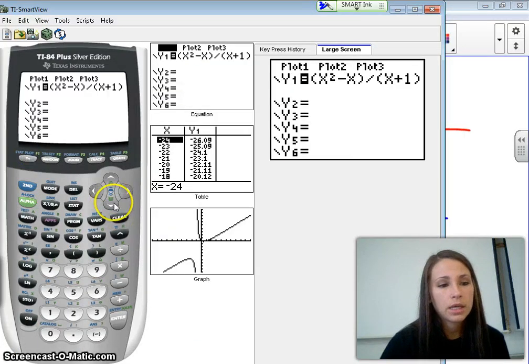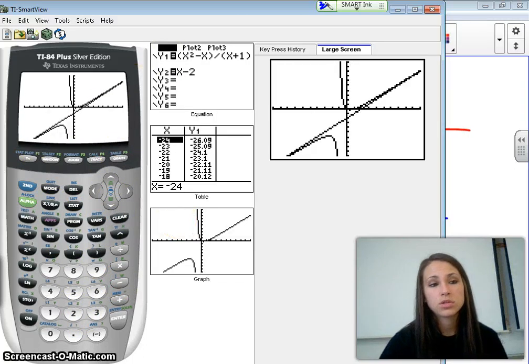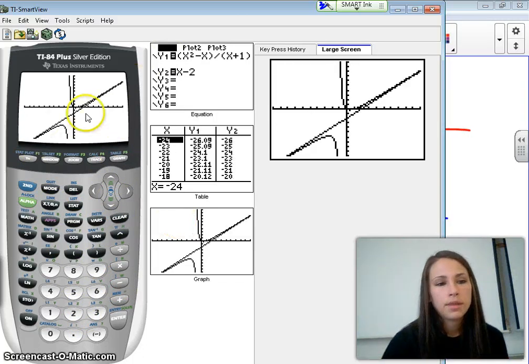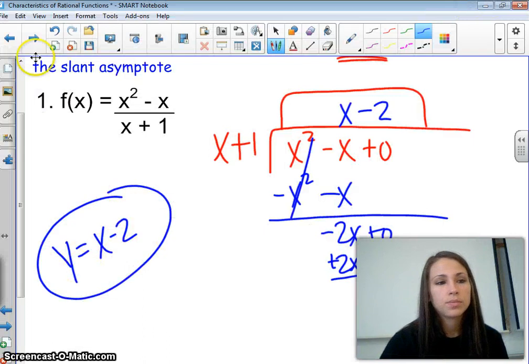But I could plug in x minus 2 here and see that the graph is never going to touch this line. So see how it goes straight through those? It never touches it, gets really close. That's what our slant asymptote is. It's not actually part of the graph, so I'm going to clear that out. Alright, but this is our slant asymptote.